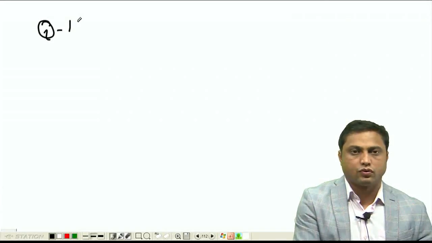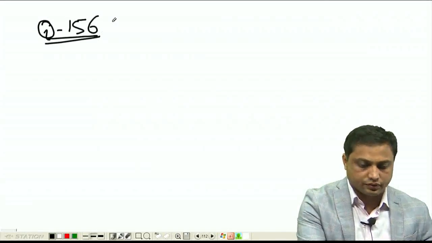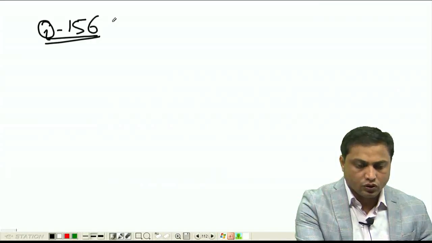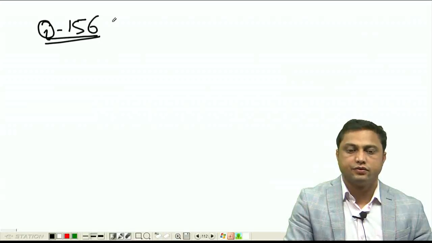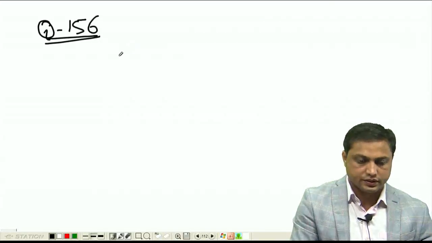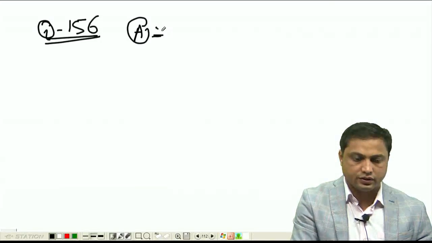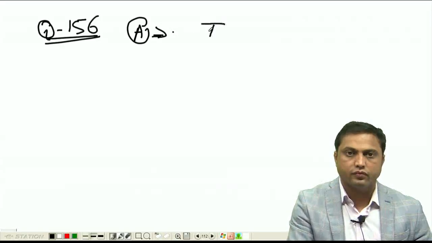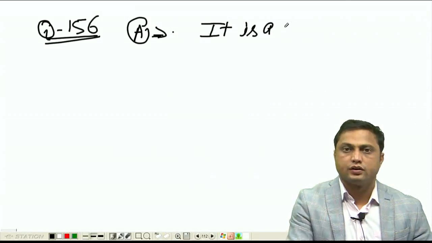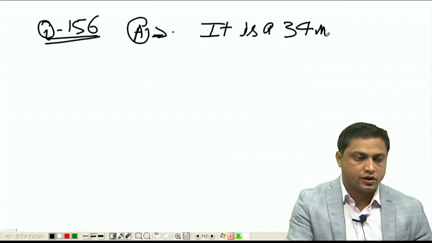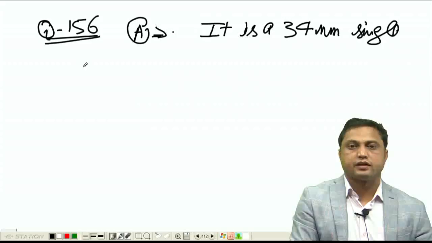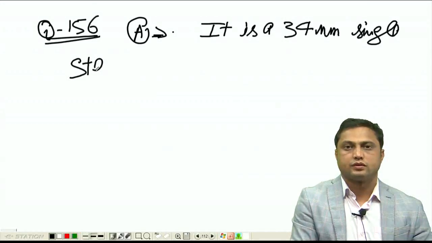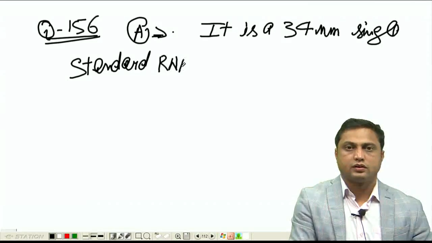Question number 156. Which are true of hepatitis E virus? Answer is A. It is a 34 nanometer single stranded RNA virus.